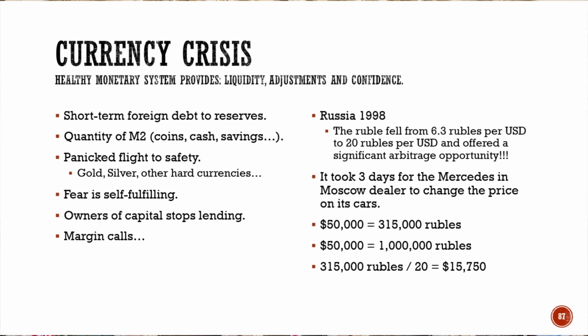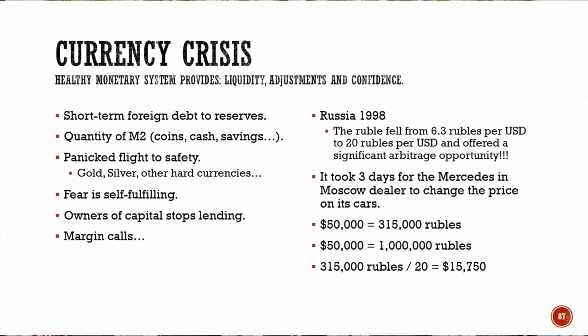Now, there's always a currency crisis every so often. I happened to be in Russia in 1998 when the ruble fell from 6.3 rubles per US dollar to about 20 rubles per US dollar overnight. And that offered significant arbitrage opportunities.